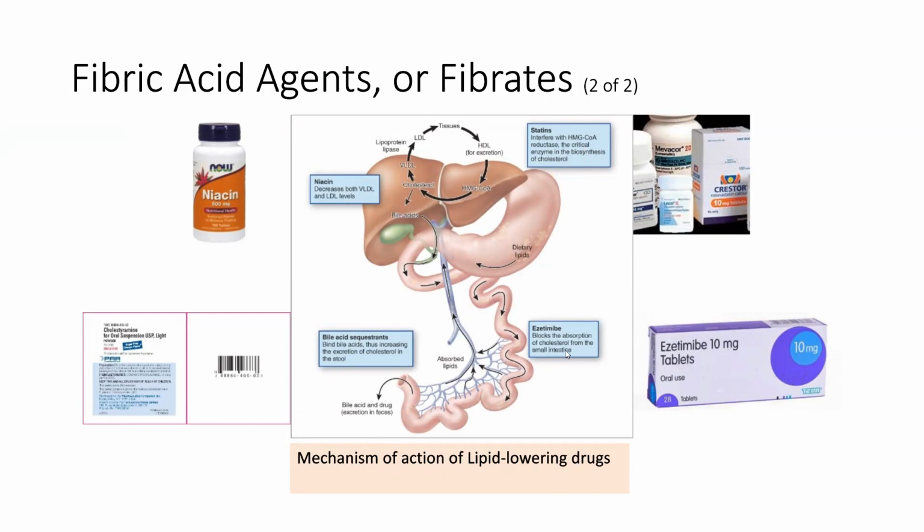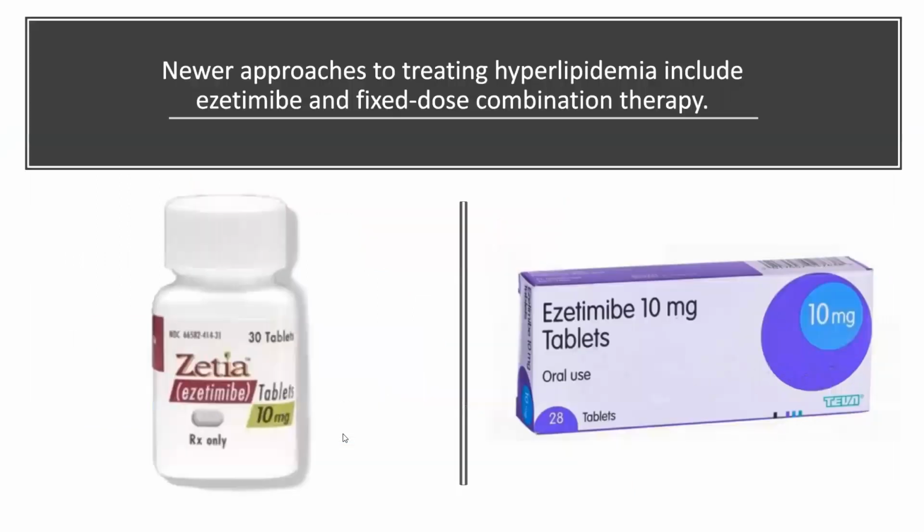Then we have ezetimibe that blocks the absorption of cholesterol from the small intestine. And we have the bile acid sequestrants like cholestyramine. They bind the bile acids, thus increasing the excretion of cholesterol in the stool. So this is how the bile acids take the dietary lipids down into the intestines, block the absorption, and then finally they are excreted in the feces.